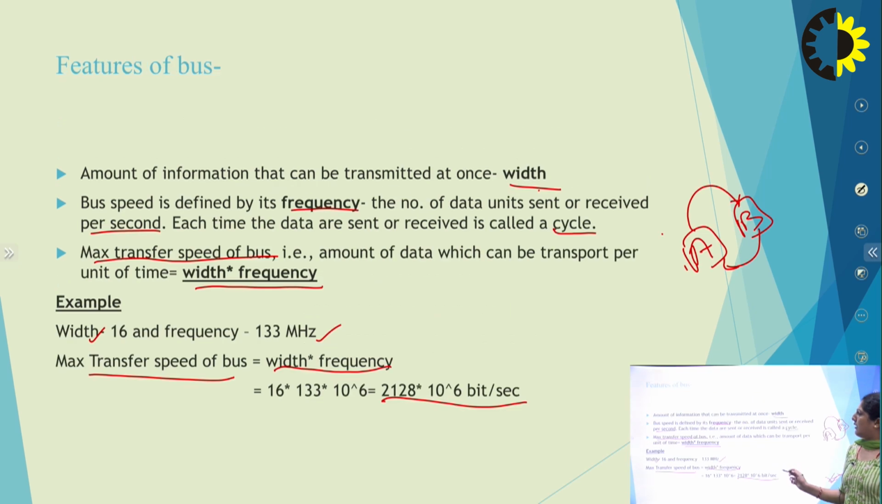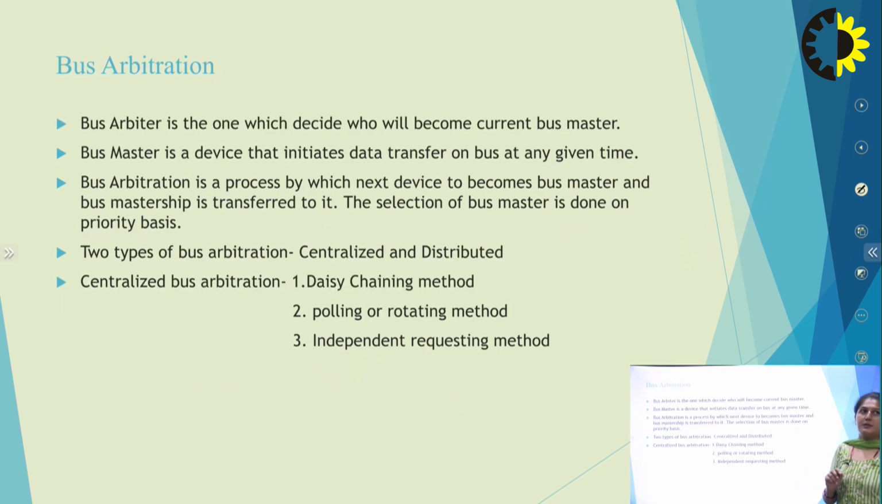Now we come to the most important topic of the bus, which is bus arbitration. For understanding bus arbitration, we should understand the bus arbiter. The bus arbiter is the one who decides who will become the current master. And what is a bus master? A device that initiates the transfer on a bus at a given time.